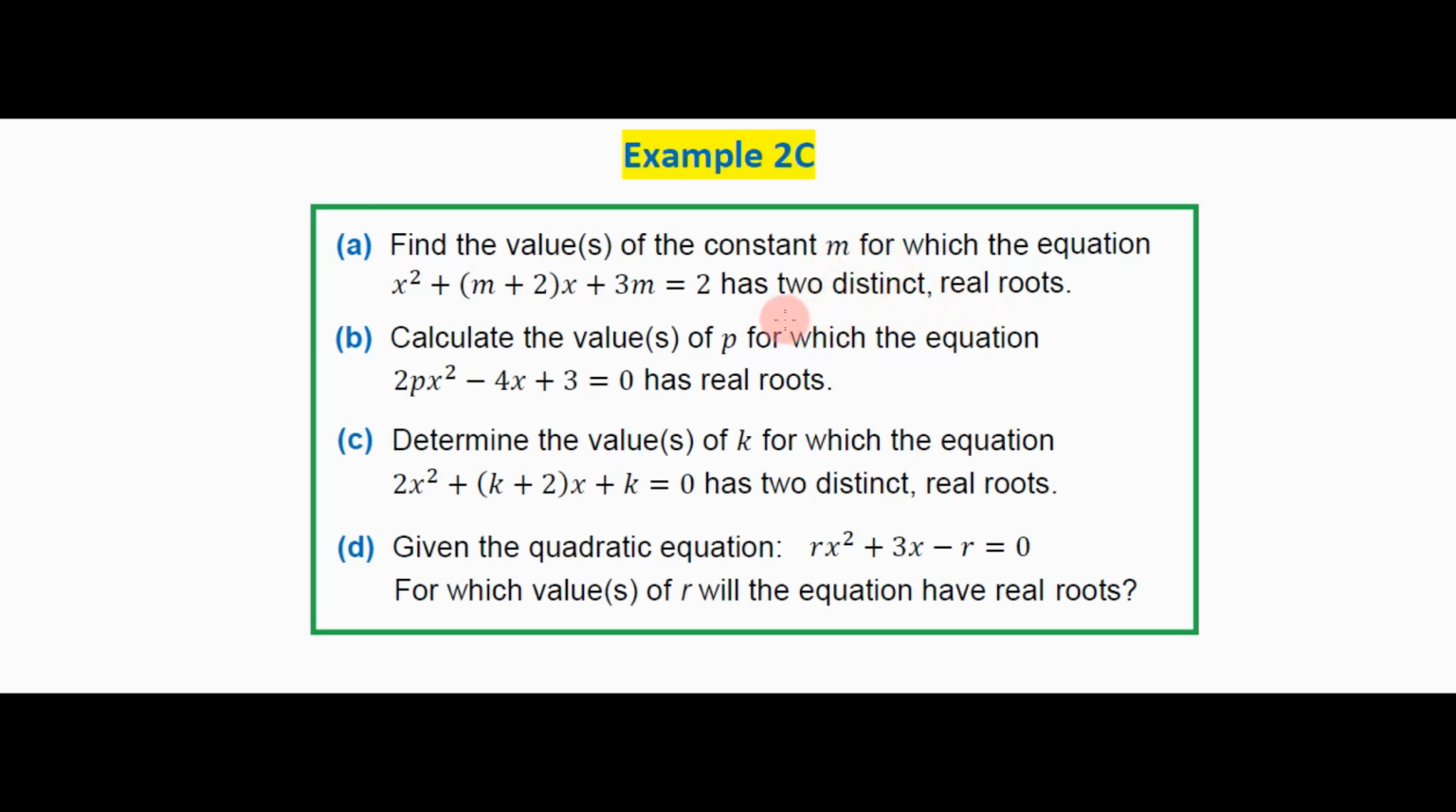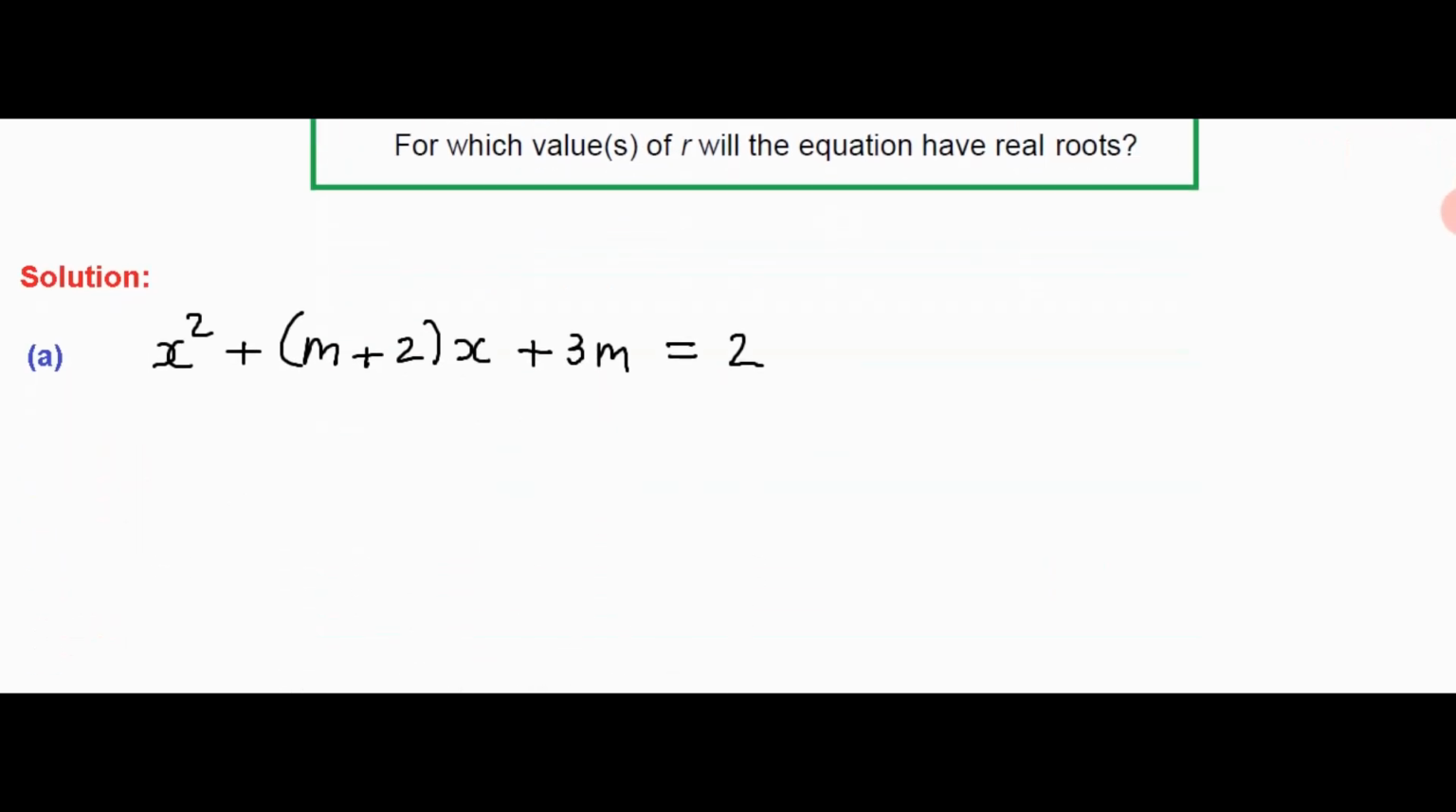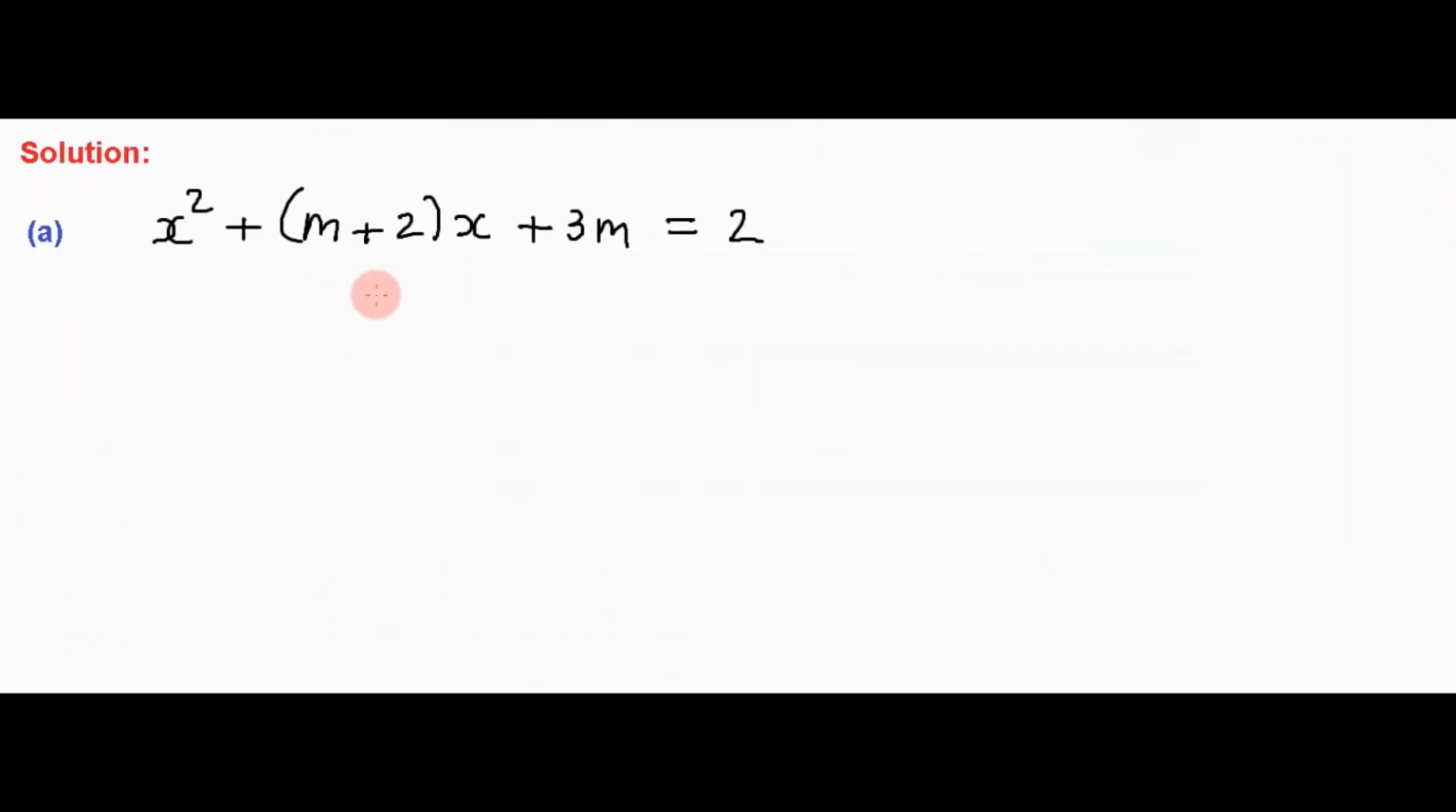We know that when delta is equal to 0, the roots are both real and equal. However, in this case, the roots must be unequal. So we're going to use delta strictly greater than 0. But first we want to write this equation in standard quadratic form. So we're going to bring the 2 to the left-hand side.